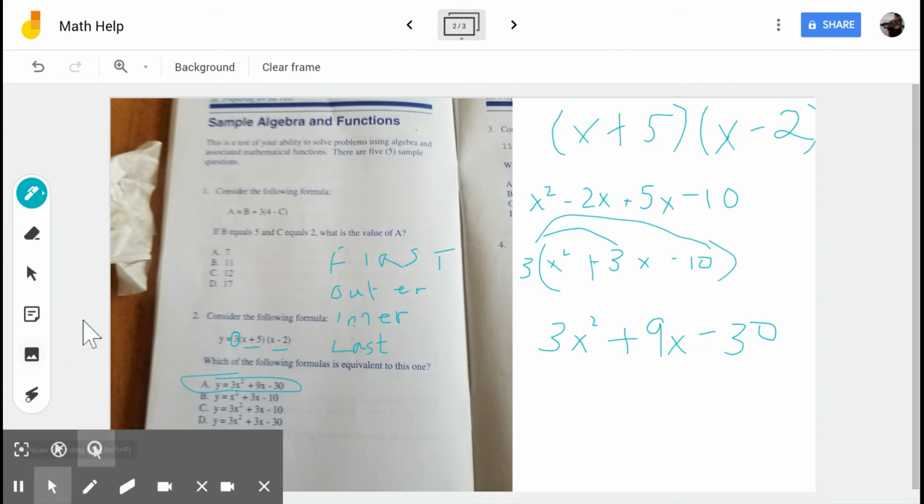Really quickly, I just want to point out that this FOIL, multiplying the first terms and then the outer terms, it's really just like the distributive property that we did down here. We have to make sure that we multiply each part together so that x gets multiplied by everything over here and 5 gets multiplied by everything over here and vice versa. So this FOIL is just a way of remembering that.